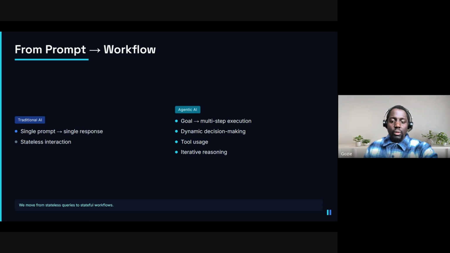This is one of the most important mindset shifts. We are moving from basic prompting to workflows. Traditional AI is one input and one output: a single prompt gets a single response. Agentic AI is more like one goal that leads to many steps. It might plan, call APIs, evaluate results, or adjust strategy. So instead of thinking in requests, we need to think in workflows, with that iteration.